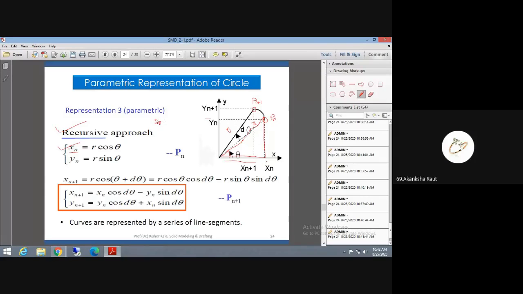Have you read sine theta? Opposite side upon hypotenuse. Yes, opposite side upon hypotenuse. Okay. Opposite side is this one, correct? This is the opposite side.